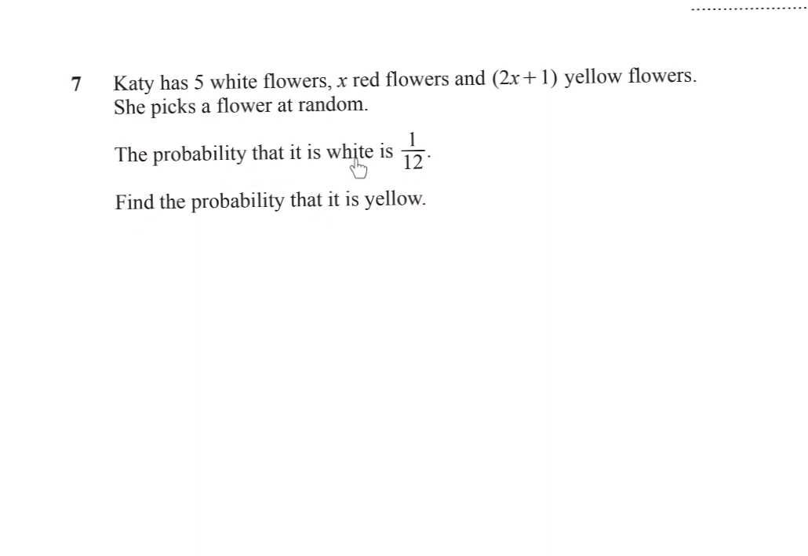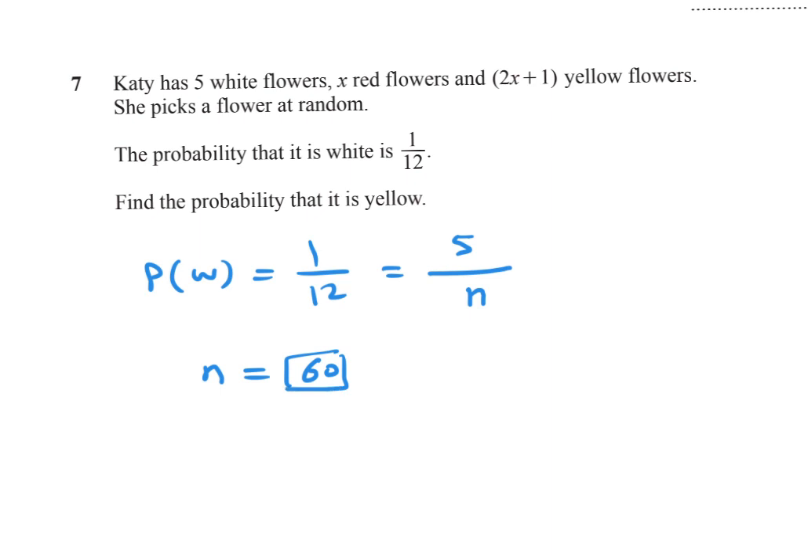Now the probability of white is 1 over 12. Probability of white equals 1 over 12. But we know that the probability of white, the number of white, which is 5, over the total number, we can say that the total number is n. So 5 over n. Now, to find the total number, cross multiply: 5 times 12 divided by 1. So 60 divided by 1, so 60. So now we have 60 flowers.